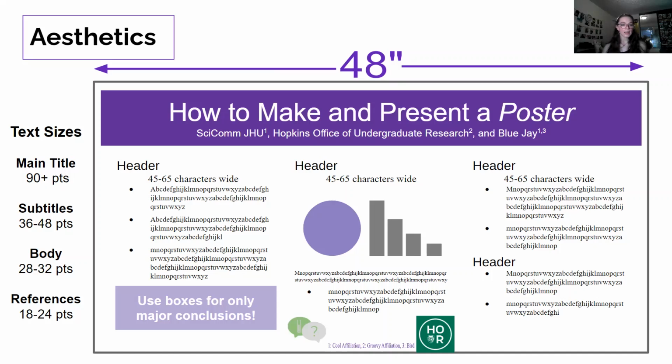And then finally, we have some good ideas for text sizes. So the main title, as we said, should be a 90 plus points size. Subtitles can be 36 to 48. Body should be somewhere between 28 to 32, and references can be much smaller. And if they really want that information, they can get up close.